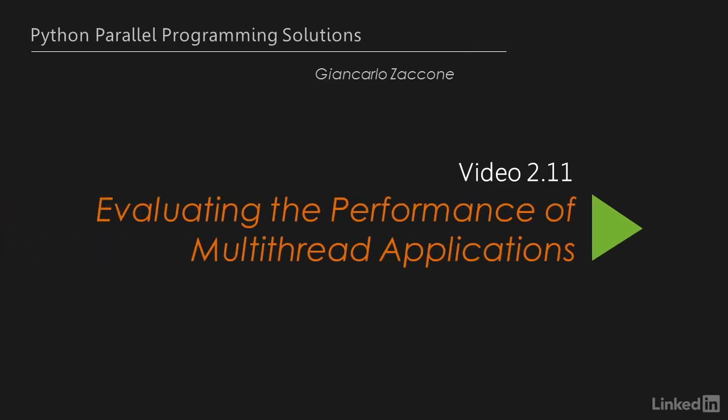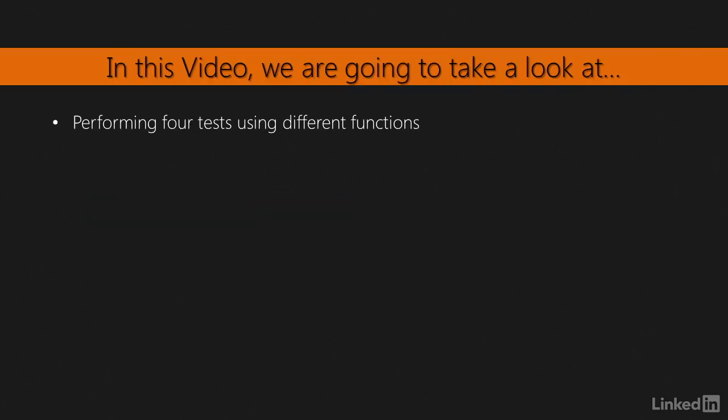In the previous video, we saw the thread synchronization with Queue. Here we are at the last video of this section, evaluating the performance of multi-thread applications. In this video, we'll perform a total of 3 tests, and for each test, we will use a different function.